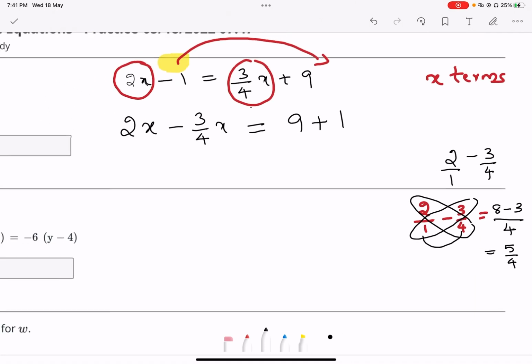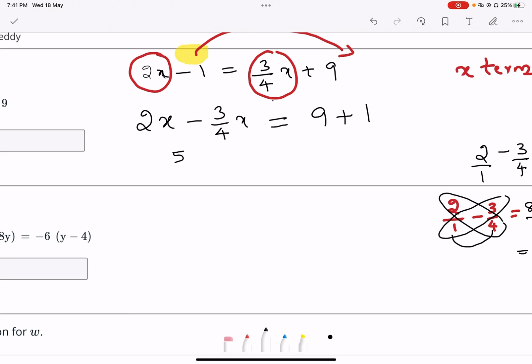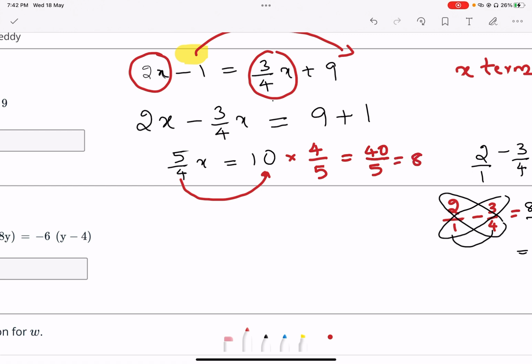Because we have x here, we'll put 5 over 4x equals to what? 10. 4 will go to the other side and multiply, so it becomes multiplied by 4 over 5. If it changes the side, multiplication changes to division. So 4 times 10 is 40 over 5, which is 8. Calculations are okay, you can do it anyways, but the final answer is x equals 8.